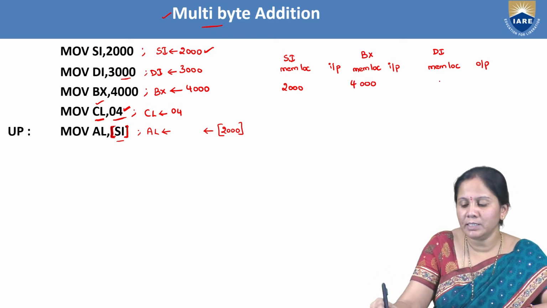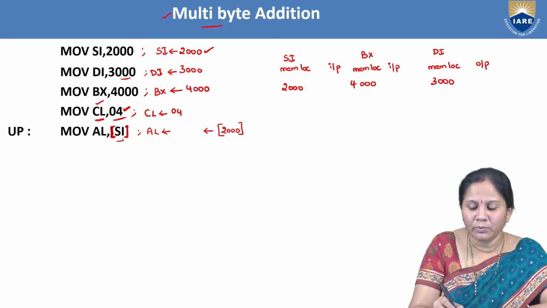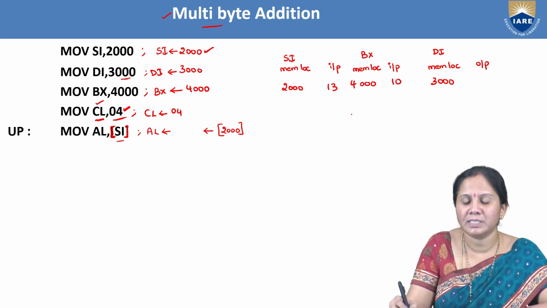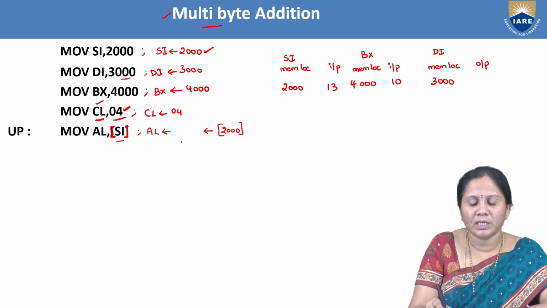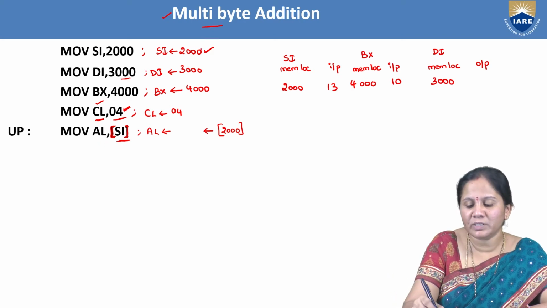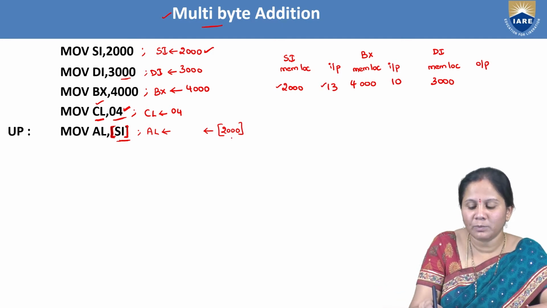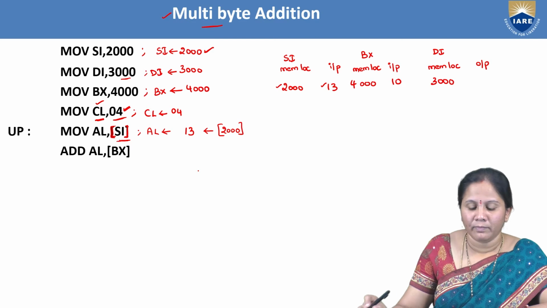And here DI is 3000. This is what we have initialized. Now, let us consider there is an input 13 and 11 present in the 2000 and 4000 locations. So, when this MOV AL, [SI] instruction is executed, the content present in the SI location will be loaded into AL. Here SI is 2000, so the content present in the 2000 location is 13. That 13 value will be loaded into the accumulator.